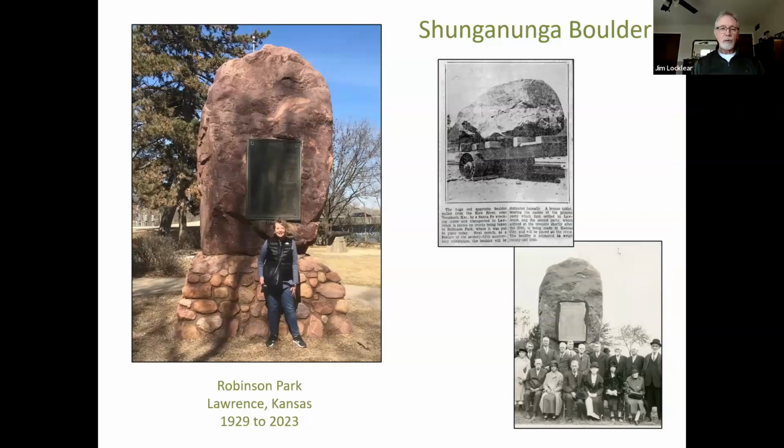And the city of Lawrence decided that they wanted this boulder, and they were going to use it as a marker to celebrate the founding of the town of Lawrence. So in 1929, they sent a crane out and extracted this thing from the ground, hauled it to Lawrence, and set it up in what's called Robinson Park. So there you see a historic picture. Here's a more recent picture with my wife Lynn, to give you a little bit of a scale.